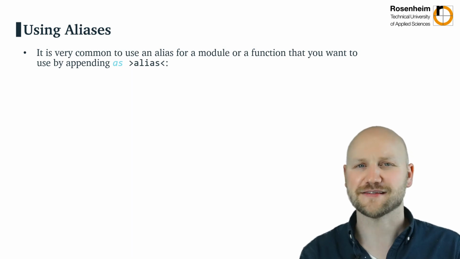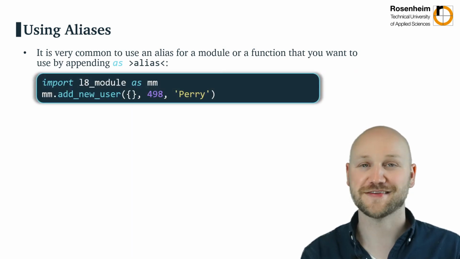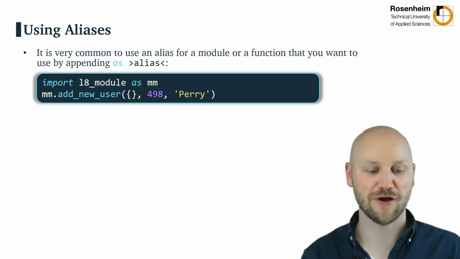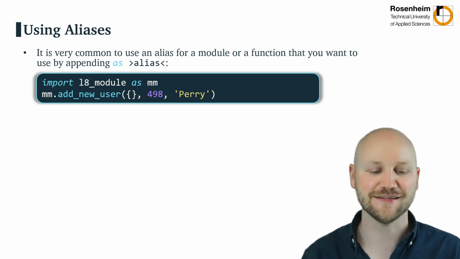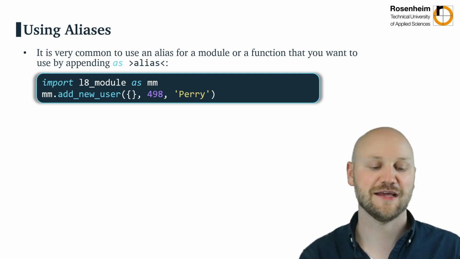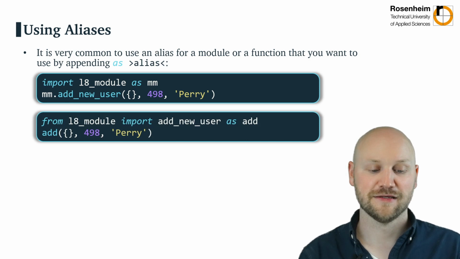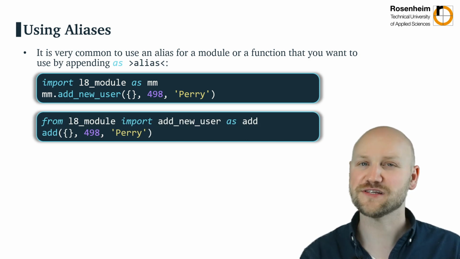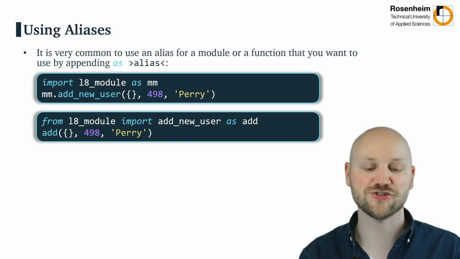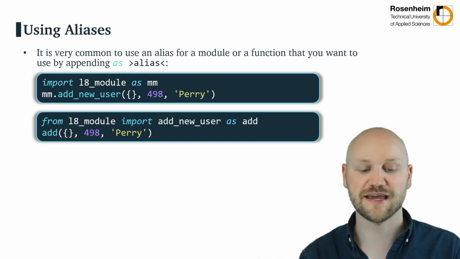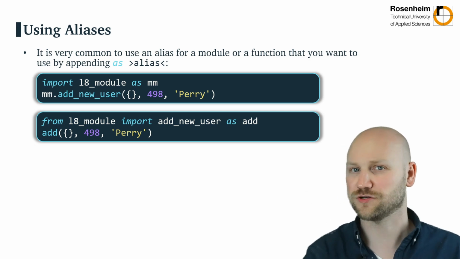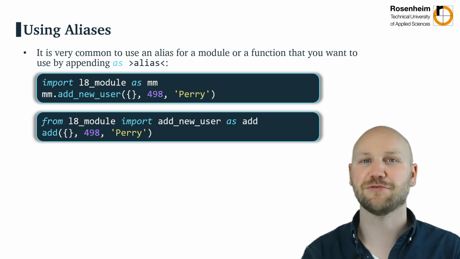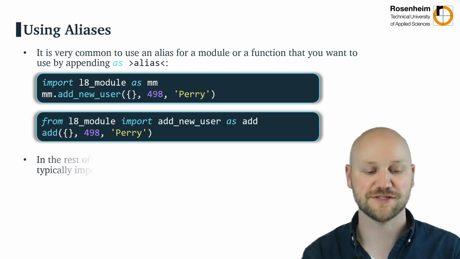Let's talk about aliases, because they are usually used when working with modules. If we import that module, you don't want to write l8_module all the time. You can just write it short as mm. This is your alias, and then we write simply mm dot and then a method. We can also import just one function of that module or multiple functions, and we can even rename that function. In this case, we simply import add_new_user and rename it shorter to just add, and then we can simply call the function with add and then the parentheses.